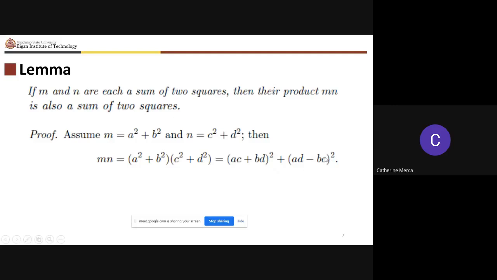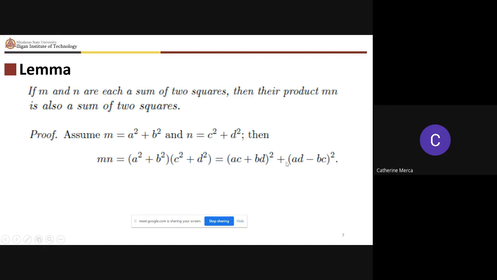You multiply this: mn is equal to (ac plus bd) squared plus (ad minus bc) squared. You can actually try to work on this, and you should come up with this result, which is already a sum of squares: this is a square plus this is another square. Notice the minus here, and then here it's all plus. I will leave it to you to verify this, but it can easily be verified. It's the algebra part.